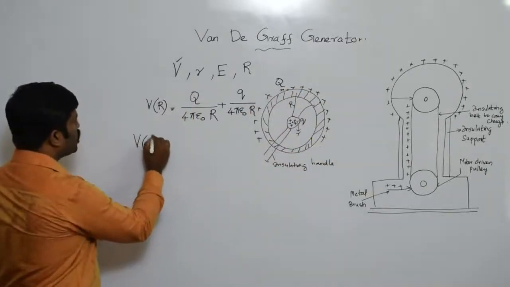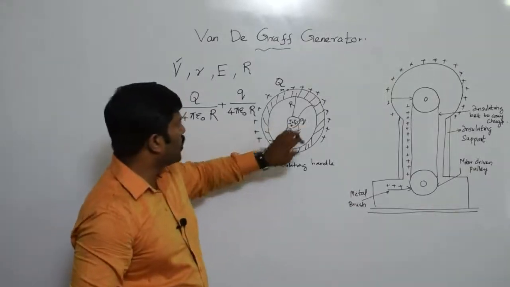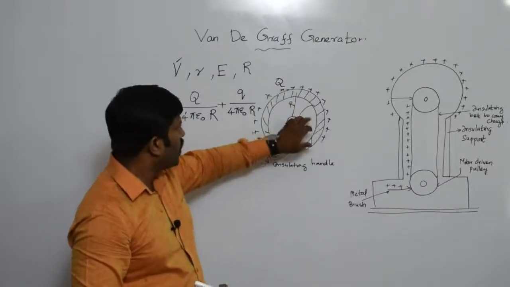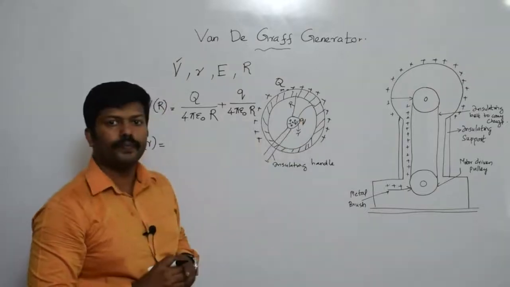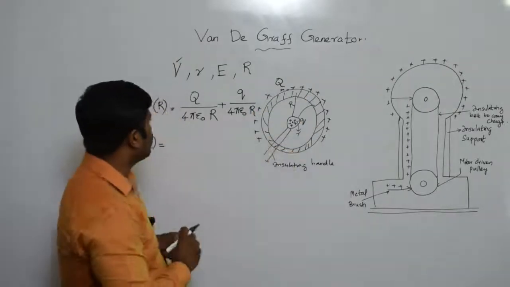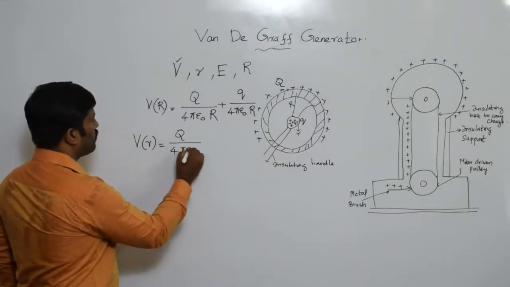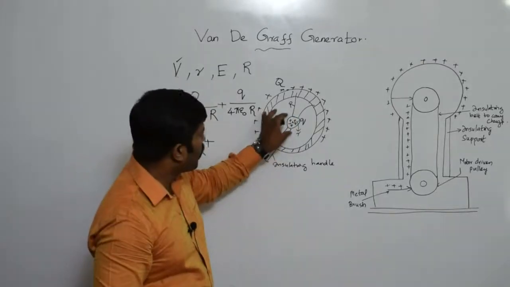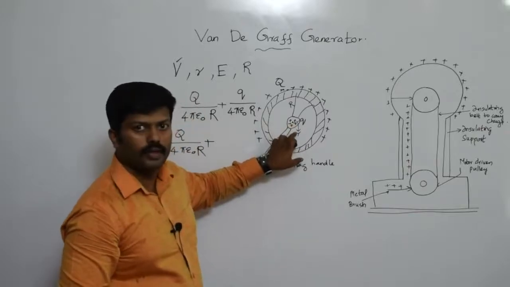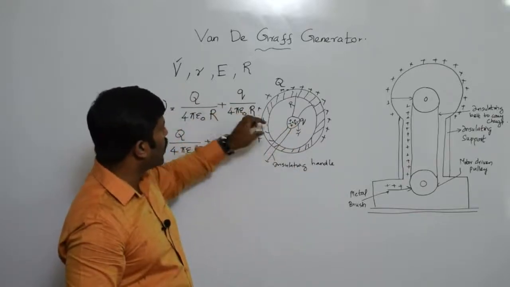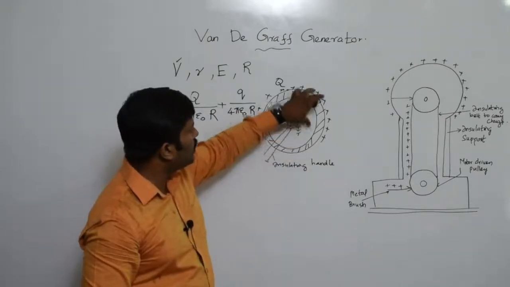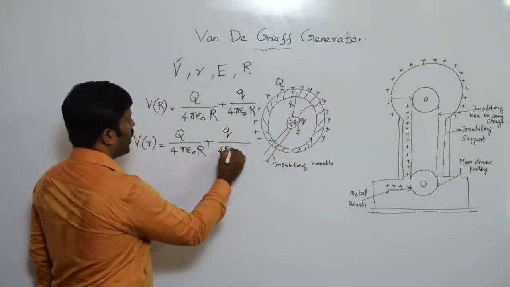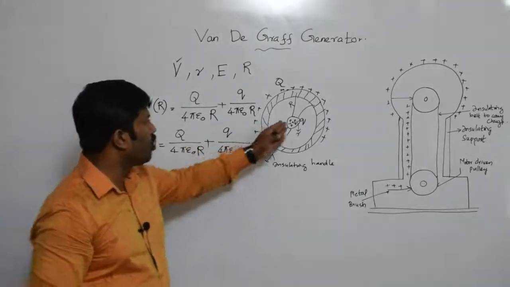And what about the potential on the small sphere? The small sphere is also acted upon by two potentials. One is the potential of the large sphere, and the second one is the potential of the small sphere. The potential of the large sphere is Q divided by 4 pi epsilon naught into capital R. Plus, the potential of the small sphere, which has a radius small r. In the previous case, we considered capital R because we were finding the potential at that distance, capital R. So, here we will get small q divided by 4 pi epsilon naught into small r. So, this is the potential at the small sphere.